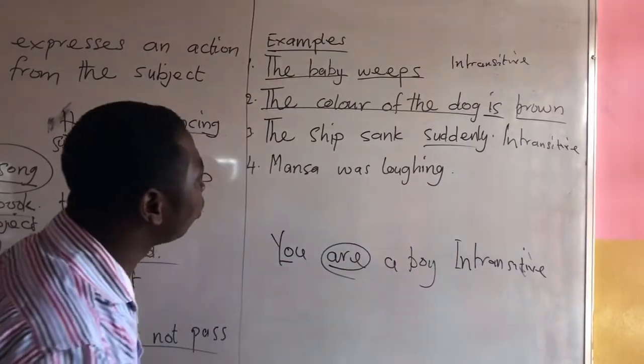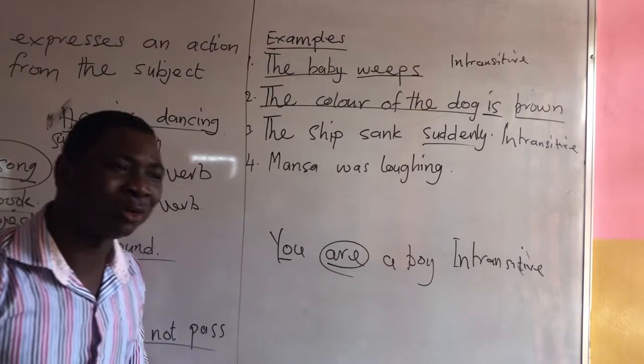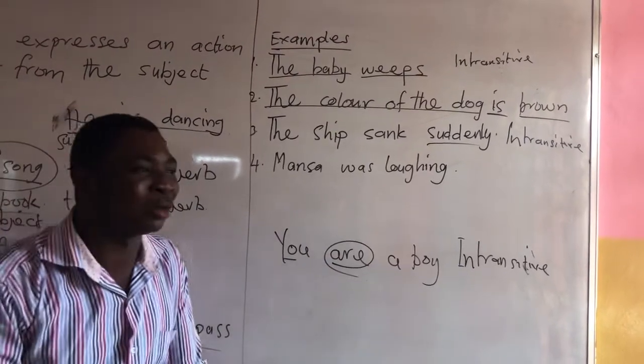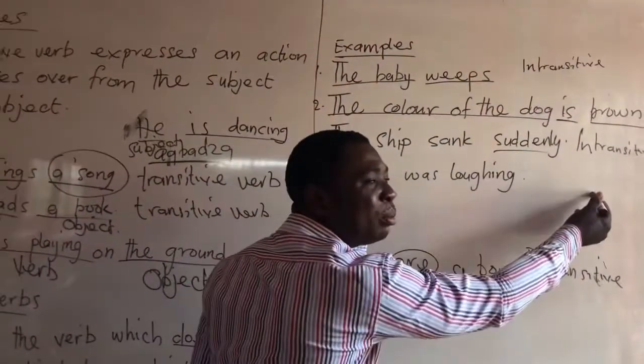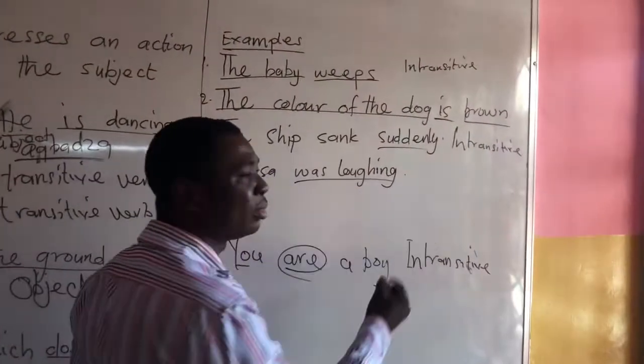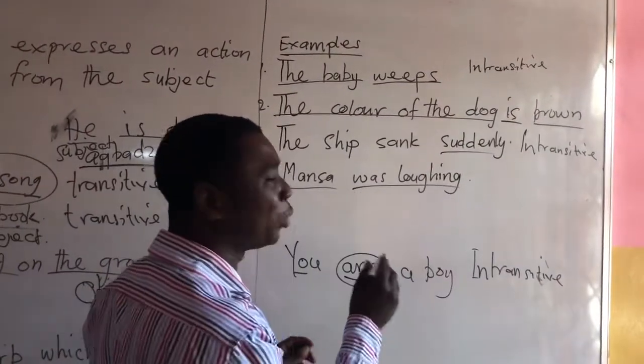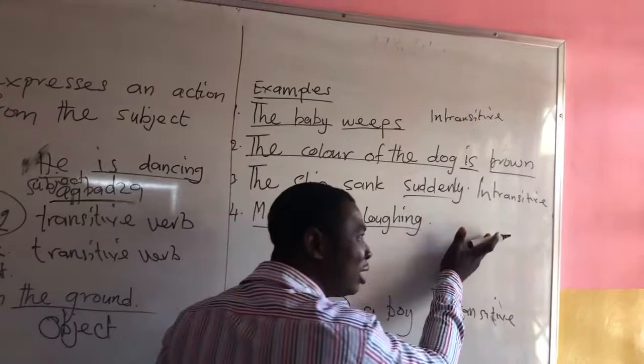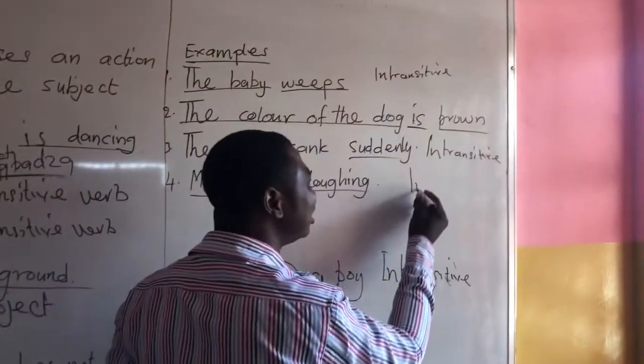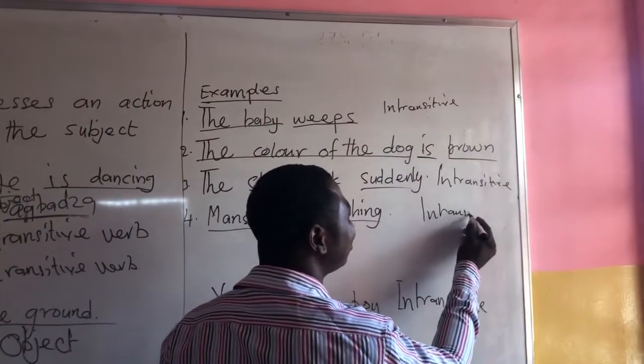And Mansa was laughing. If Mansa was laughing, is the action happening to something? No. Mansa is the subject, all right, but is the action happening to something? No. So this becomes intransitive.